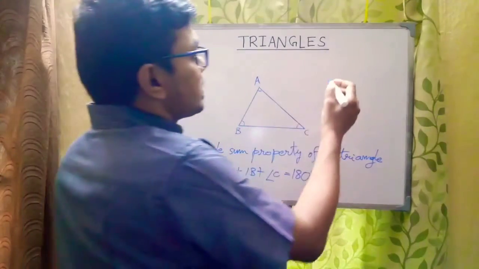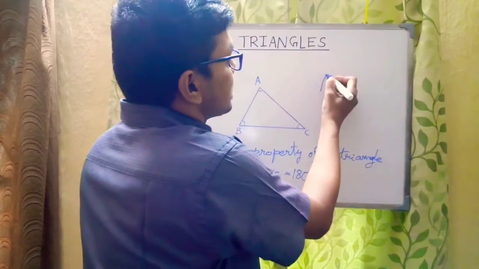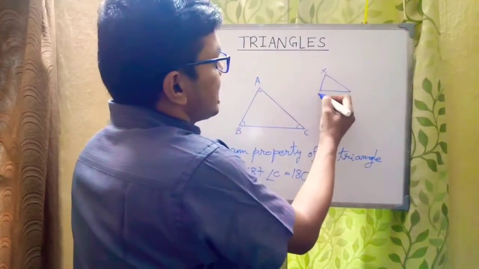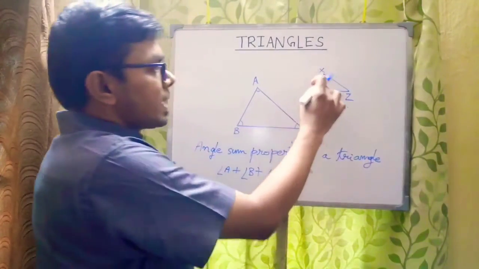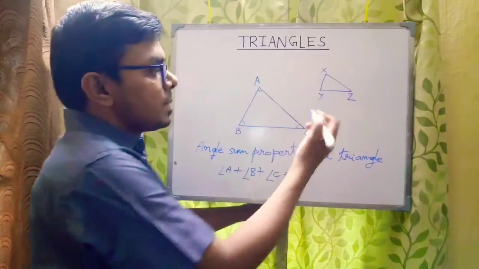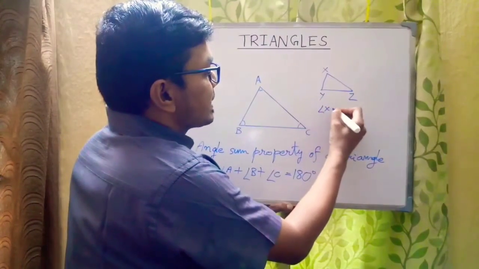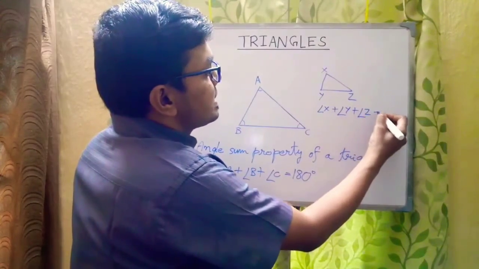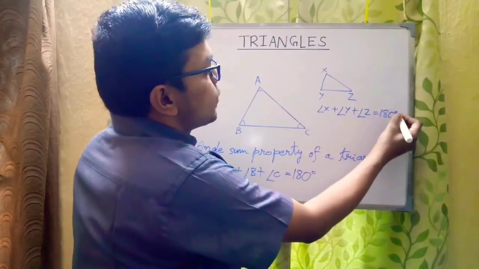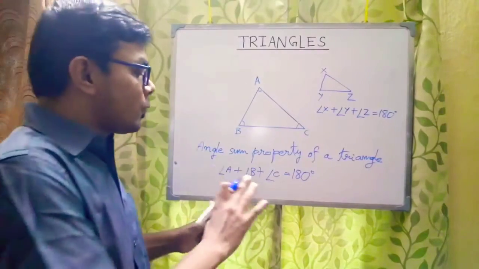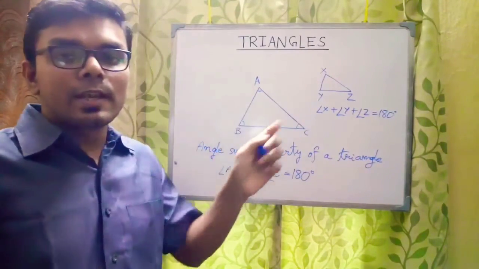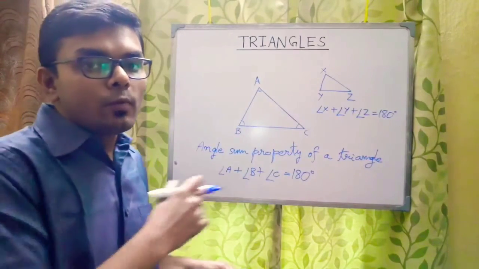If I draw another kind of triangle here, suppose like this, say X, Y, Z. This triangle is smaller than this triangle, as you can see, but here also angle X plus angle Y plus angle Z equals 180 degree. So this is true for any kind of triangle. If you add the three interior angles, the result will be 180 degree.